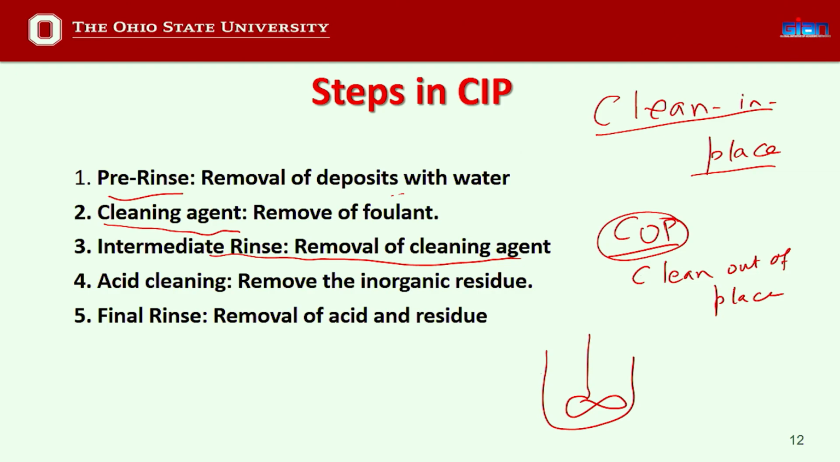Then, if you have inorganic residues, you probably do some acid cleaning. We will talk about some of the chemicals used for that later, and then you remove that acid by rinsing one more time. If you look at this, food processing uses water quite a bit, because every step you start with water, and then you add some detergent, you rinse it, then you rinse it again, then you add acid, and then you rinse it again. So, a lot of water is used.